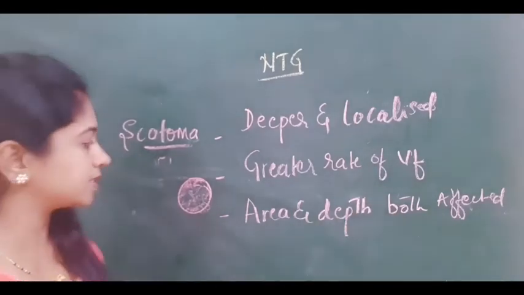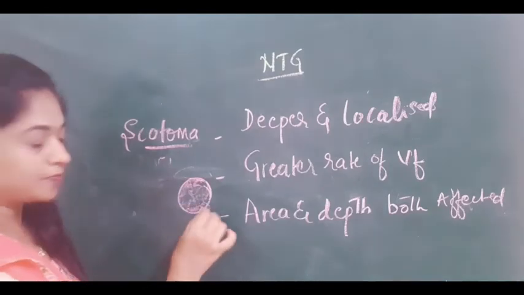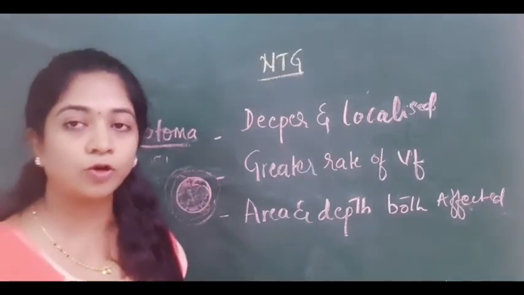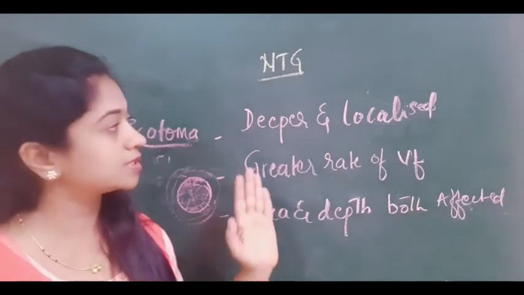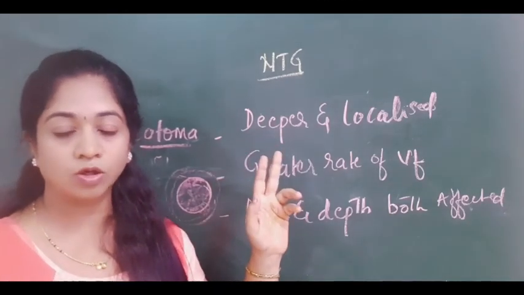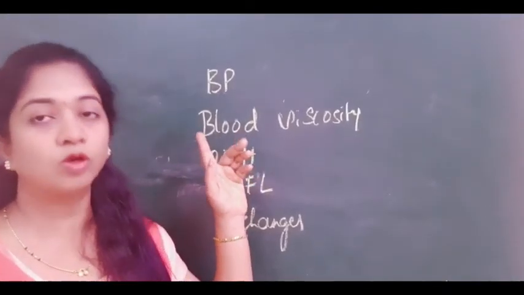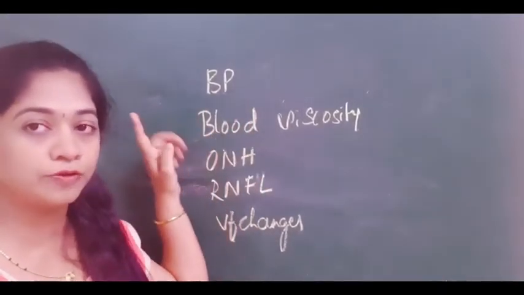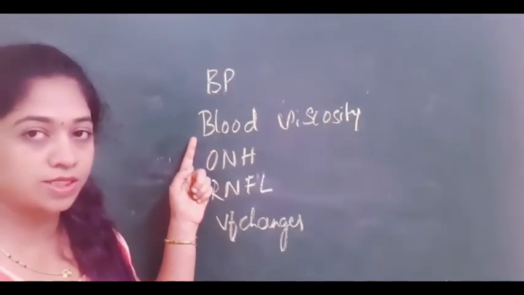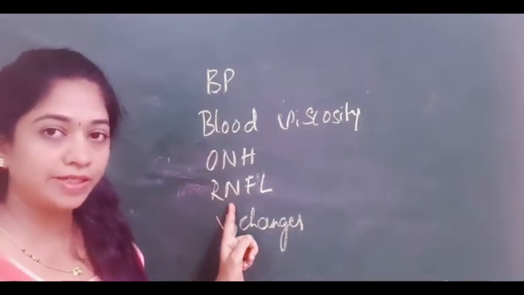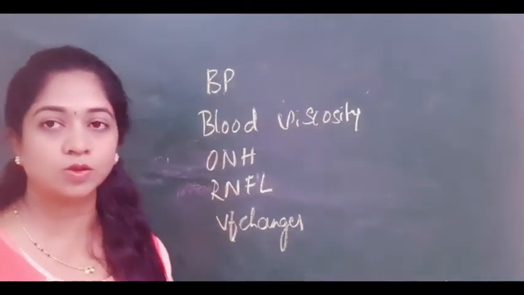Whereas in POAG patients, the area is affected first. Means the area will go on increasing in size, then followed by the depth of scotoma. So these are the differences between normal tension glaucoma and the POAG cases. So differentiate primary open angle glaucoma and normal tension glaucoma under the headings of blood pressure, blood viscosity, optic nerve head changes or the optic disc changes, RNFL defects and the visual field changes, that is scotomatous area.